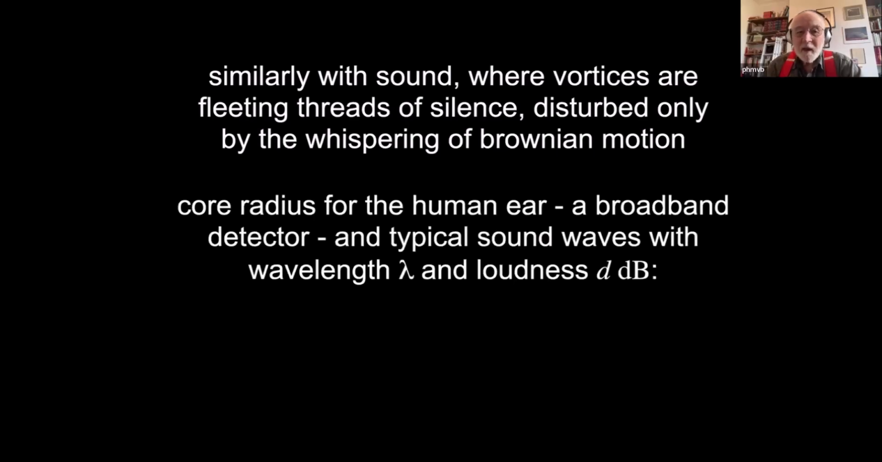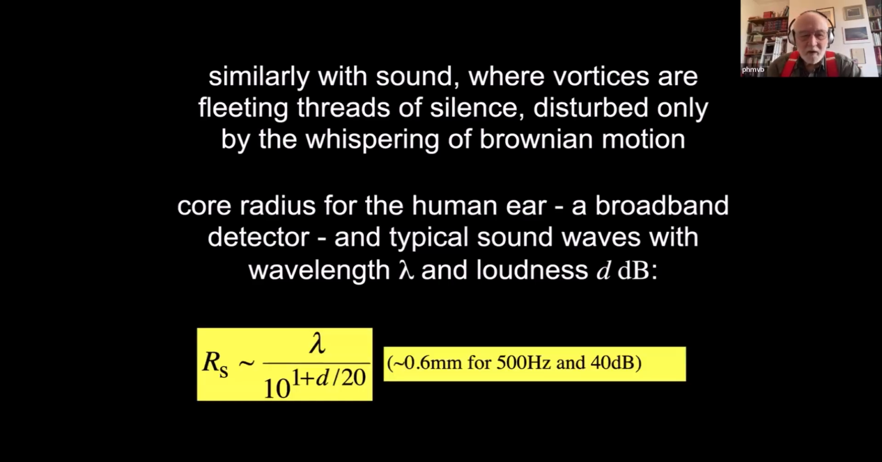We calculated that. If you have sound waves with wavelength lambda and loudness d decibels, roughly speaking, the radius of the core is the wavelength divided by 10 to the 1 plus d on 20. And for 40 decibels of 500 hertz, it's about half a millimeter. Miles Padgett thinks he's measured this acoustic core. I'm not completely convinced, because it's very easy to confuse it with noise, electronic noise in the detector. But still, maybe he has. And anyway, it's a phenomenon which is worth studying in more detail.